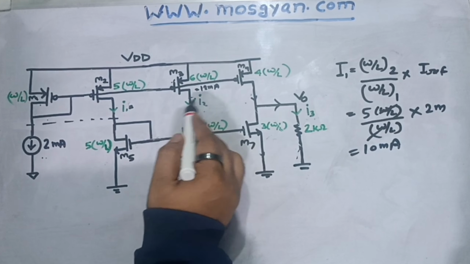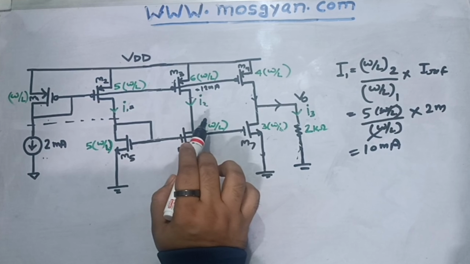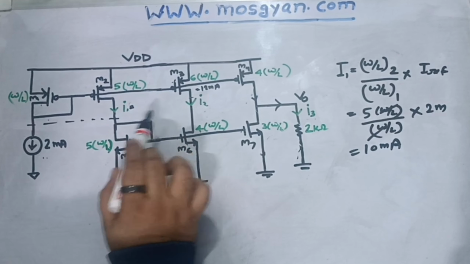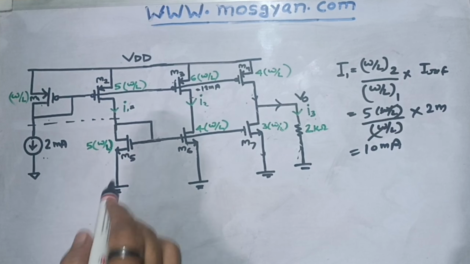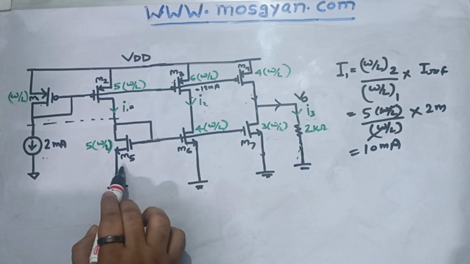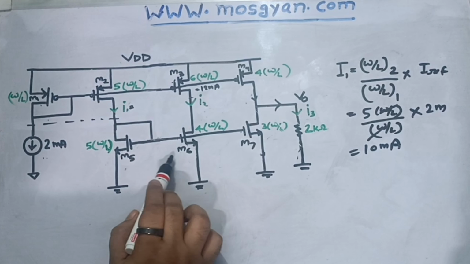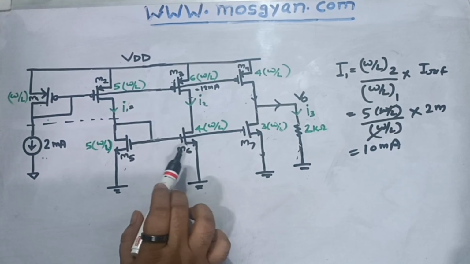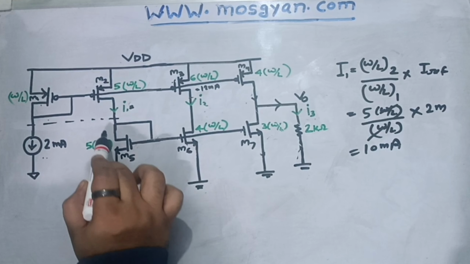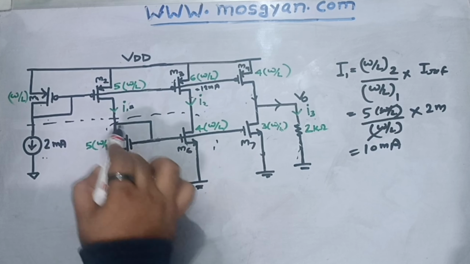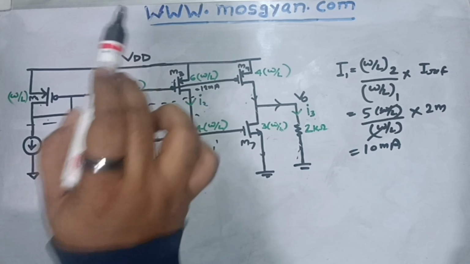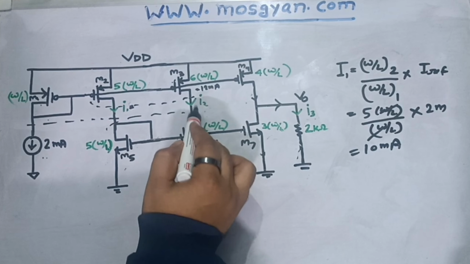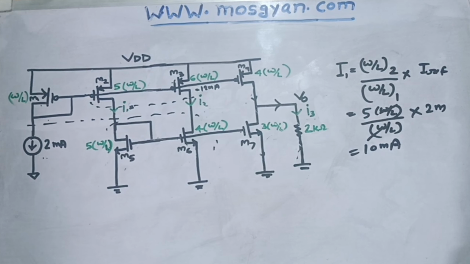Now here current calculation becomes interesting because if you see here, M2, M3 are also forming current mirror, these two PMOS, and M5, M6, these two NMOSes are also forming current mirror. So we have to calculate the output current based on this current mirror also and based on this PMOS current mirror also. And then we will be able to figure out how much current is actually flowing in this branch. So let's start the calculation.